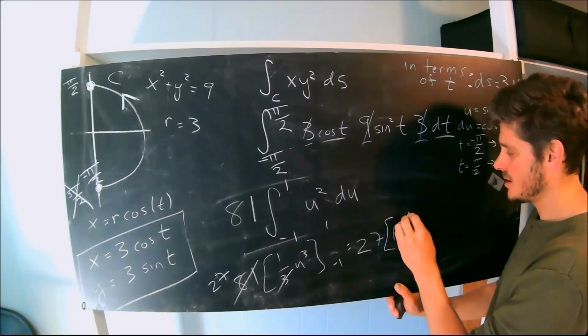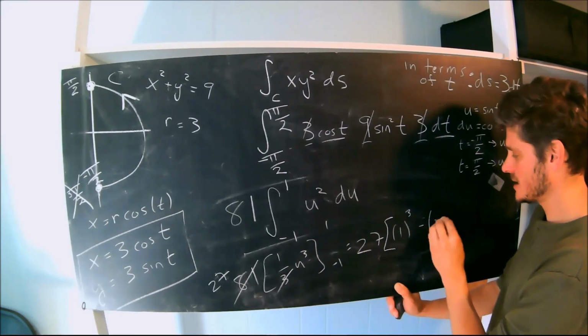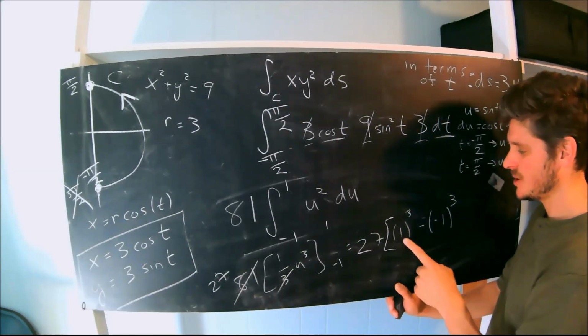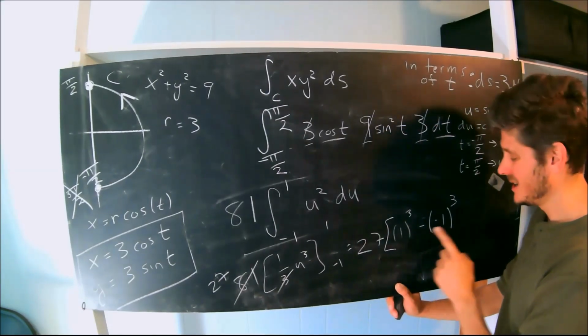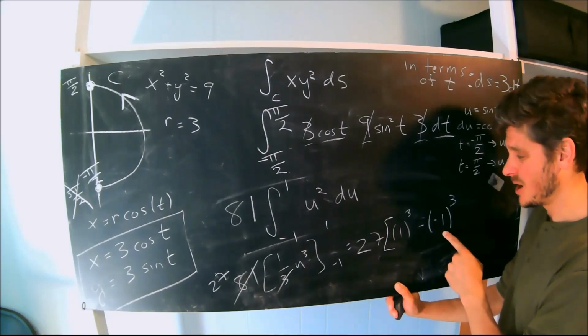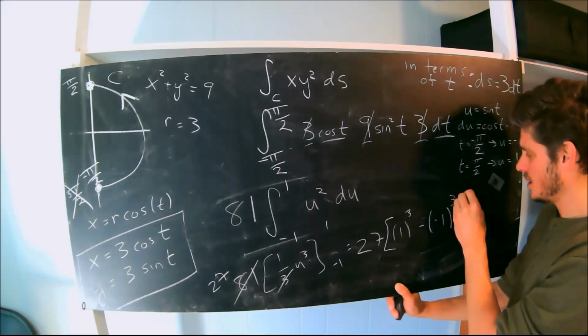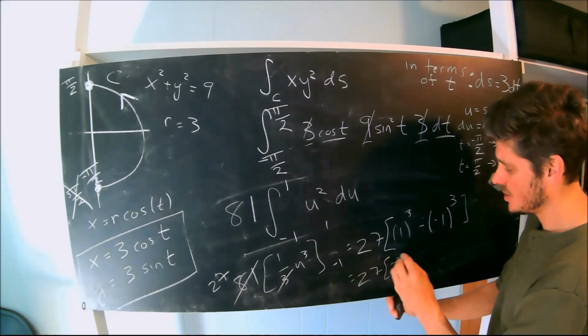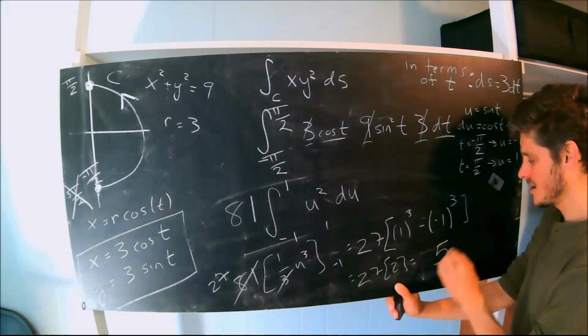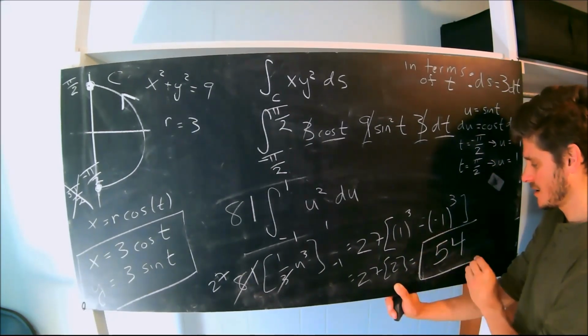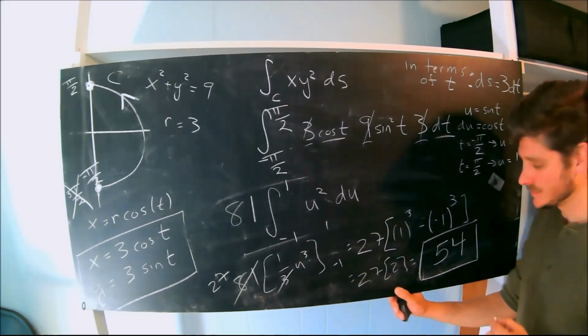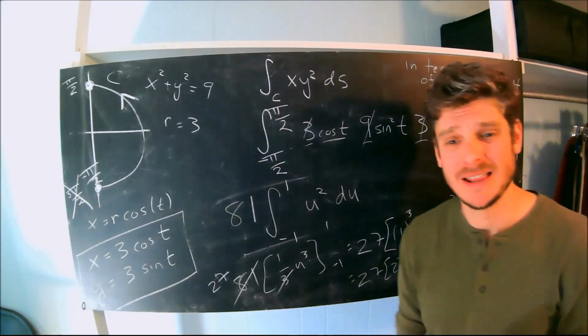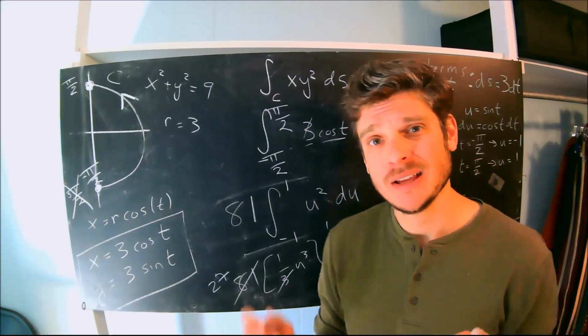So 1 cubed minus -1 cubed. Well, 1 cubed is 1. -1 cubed is -1. So 1 minus -1 is 2. So I have 27 times 2. Well, my answer is 54. And that's the answer to this particular line integral.